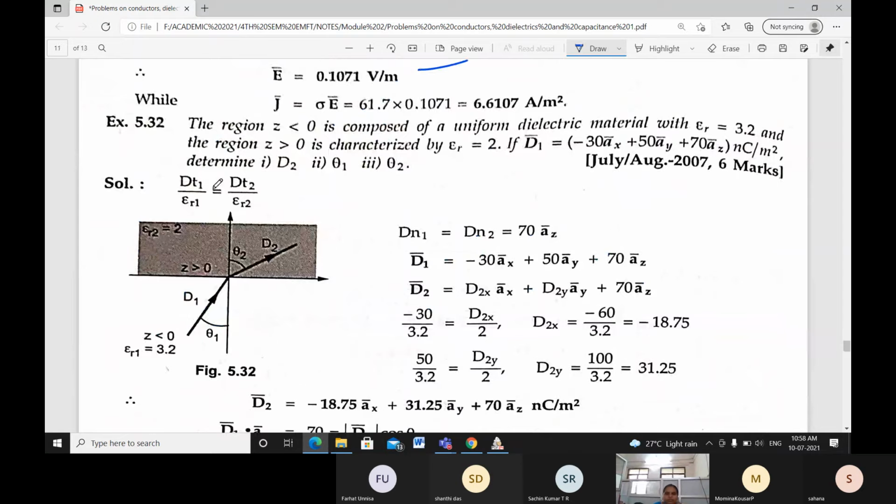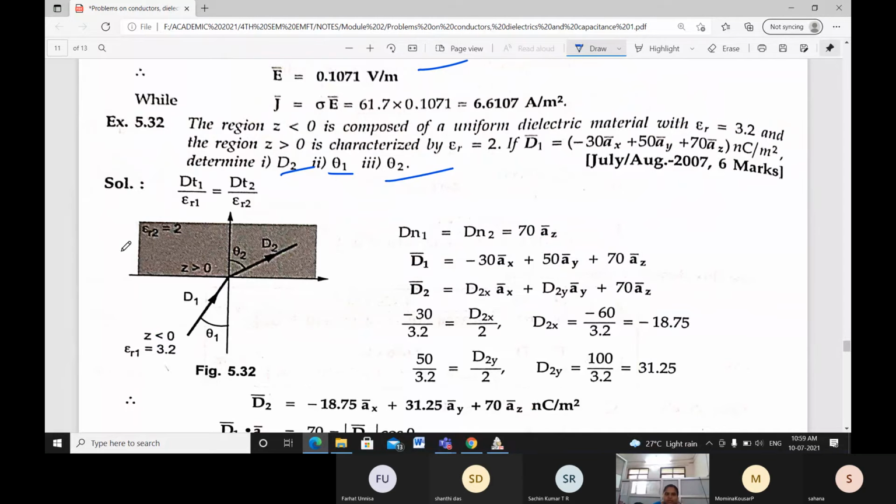Next, one more problem is given. The region where Z is less than 0 is composed of a uniform dielectric material with εr equal to 3.2, and the region Z greater than 0 is characterized by εr equal to 2, and the condition is given, the flux density D is minus 30 ax plus 50 ay plus 70 az nanocoulombs per meter square. From this part, what we have to find out? We have to find out D2, theta 1 and also theta 2. This actually stands for 6 marks.